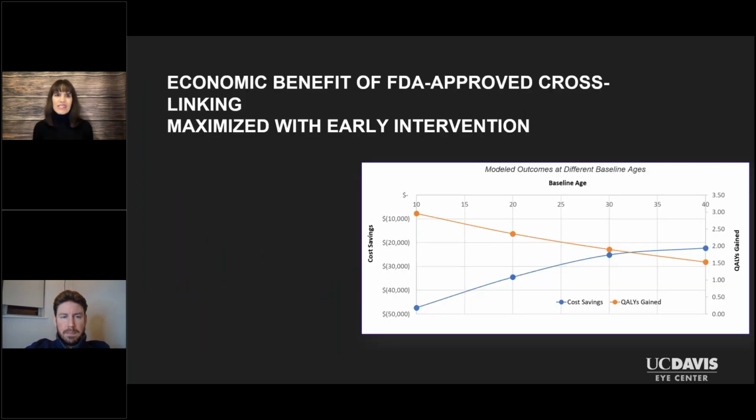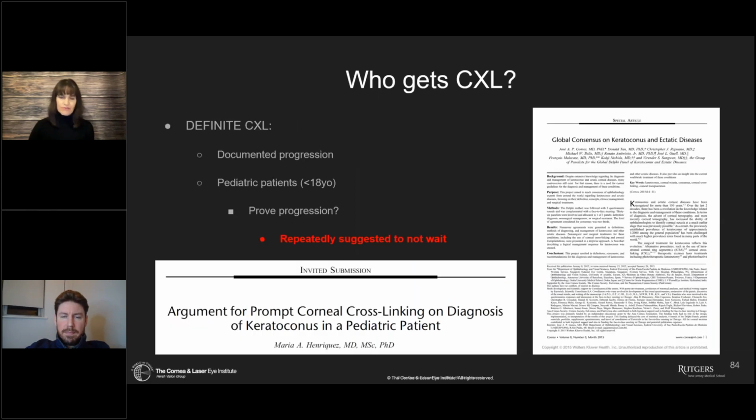And here you can see the economic benefit of FDA approved cross-linking, which is maximized with early intervention. Earlier in the lecture, we talked about the economic impact of keratoconus and on a patient's quality of life as well. So here you can see the cost savings with cross-linking over a person's lifetime. So very helpful. So John, who gets cross-linked in your clinic?